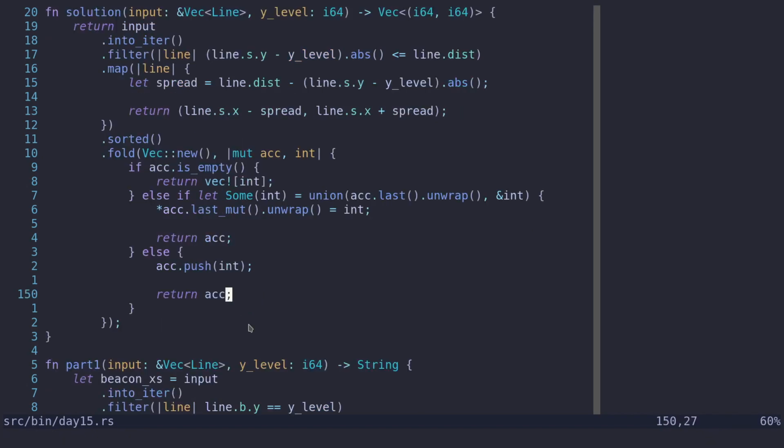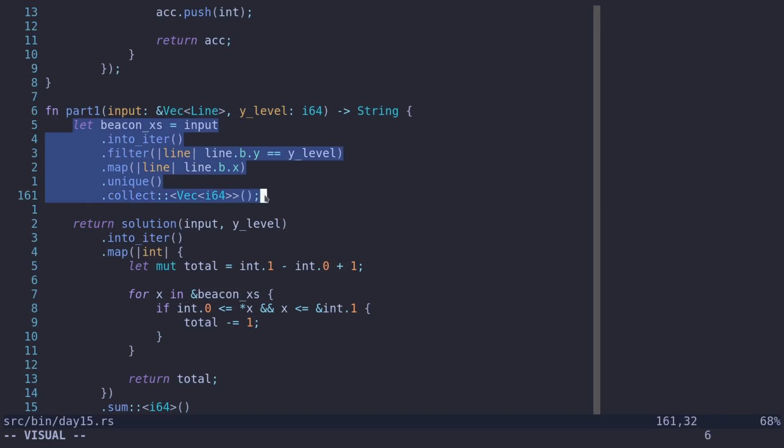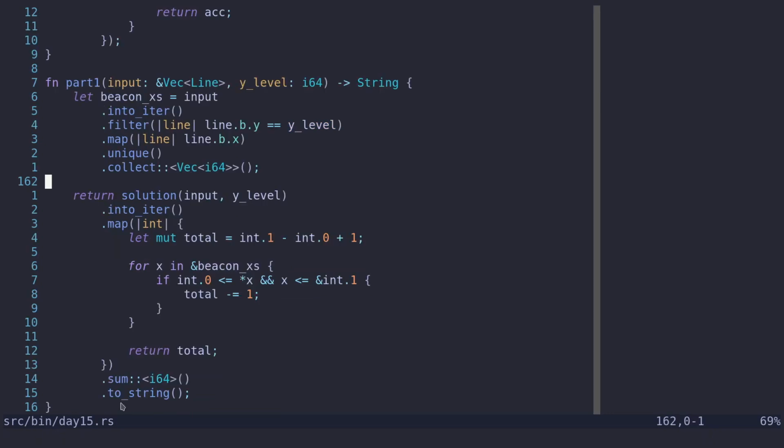so it will make the computations easier. Then for the first part I wanted to have all the beacons that are on the Y level, so I filter everything by the beacon Y position. Then I took the X position, and this is required so that we can remove from the answer all the beacons that take up the spaces of the sensors. Then we get the intervals using the solution function, and then we have to count all the positions that are visible using the sensors but are not already beacons. So then to get the answer we sum all these intervals together.